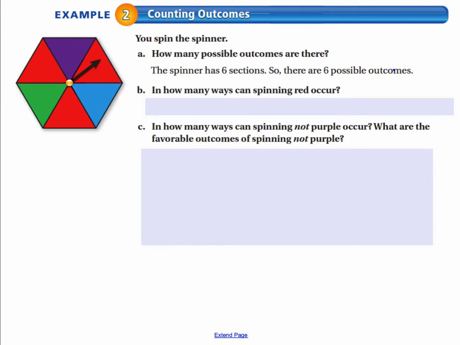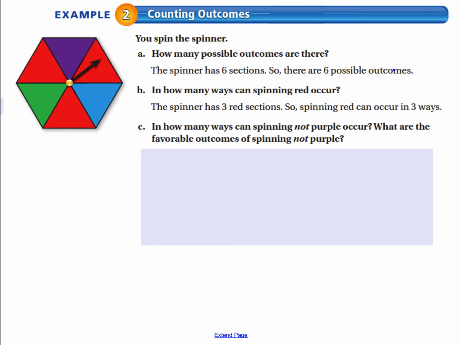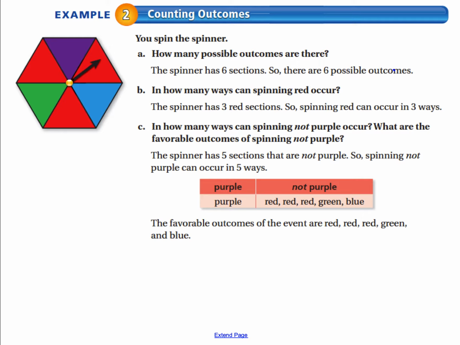In how many ways can spinning red occur? Well, since there are 3 red sections, you can spin red in 3 ways. C, how many ways can spinning not purple occur? What are the favorable outcomes for spinning not purple? Well, purple can happen one way. Not purple can happen 5 ways. The spinner has 5 sections that are not purple, so spinning not purple can occur 5 ways. The favorable outcomes for this event are red, red, red, green, and blue.